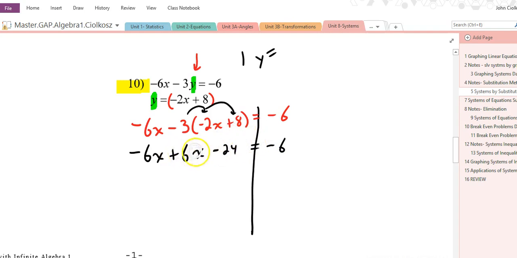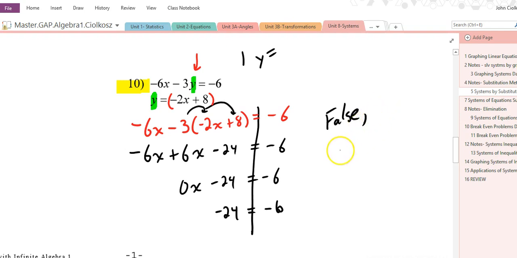Same side of the line, we're going to combine these two terms. So here, negative 6 plus 6, well, that gives me 0x minus 24 equals negative 6. 0 multiplied by anything goes away. So this gives me negative 24 is equal to negative 6. Is that true? That's a false statement. So what that means, since I got to a false statement, there's actually going to be no solution here.